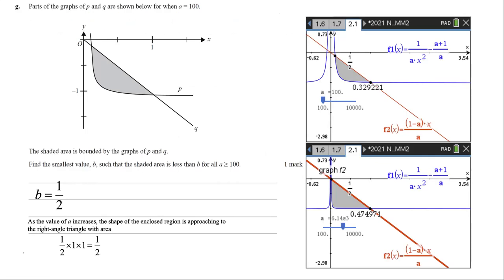Finally, parts of the graphs of P and Q are shown below for when A equals 100. The shaded area is bounded by the graphs of P and Q. Find the smallest value B such that the shaded area is less than B for all A greater than or equal to 100.